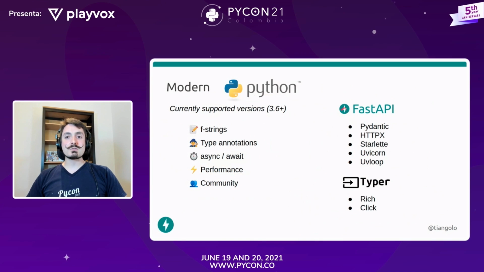And we're going to do this through FastAPI and a bunch of friends: Pydantic, HTTPX, Starlette, Uvicorn, uvloop, and Typer, and a bunch of friends, Rich, Click. And we're going to see all these features from modern Python through FastAPI and friends.